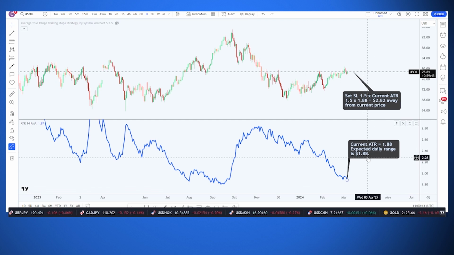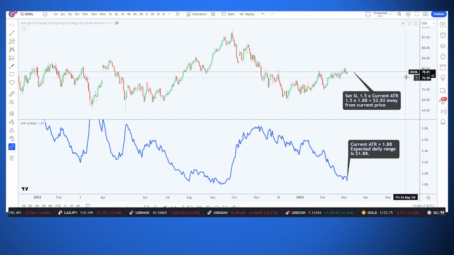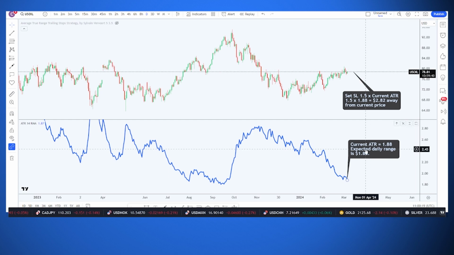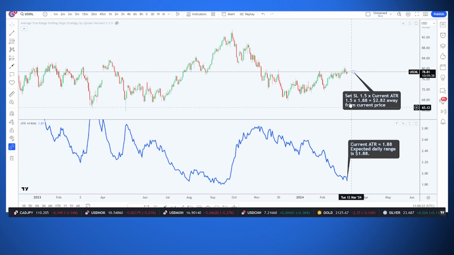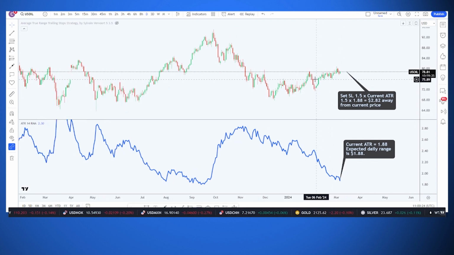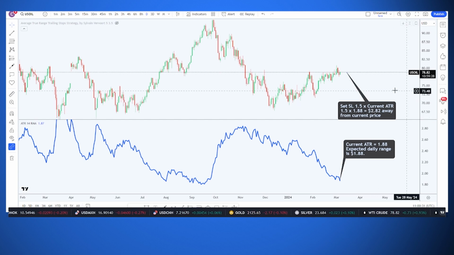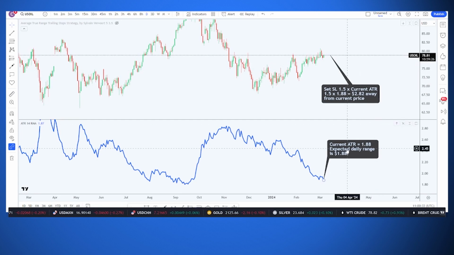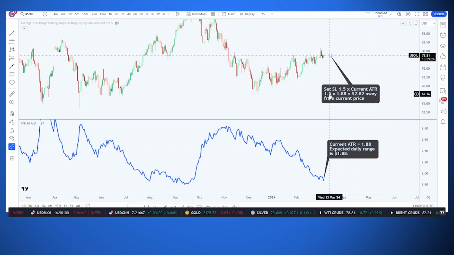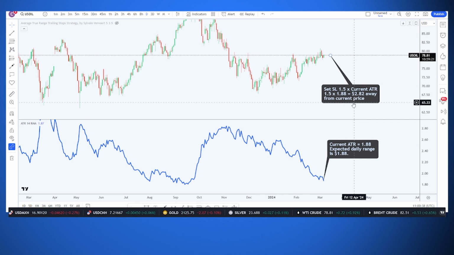Therefore, if we had a stop loss on our trade $1.88 away from the current price, we're less likely to get stopped out. Now the typical rule here, and how we set our trailing stop loss, is that we want to set our stop loss 1.5 times the current ATR rate. So as of right now, let's use the example. The current ATR rate is 1.88. If we times that by 1.5, we get 2.82. Therefore, we should be having our stop loss $2.82 away from the current price to be safe, or as safe as we can, by not being stopped out.